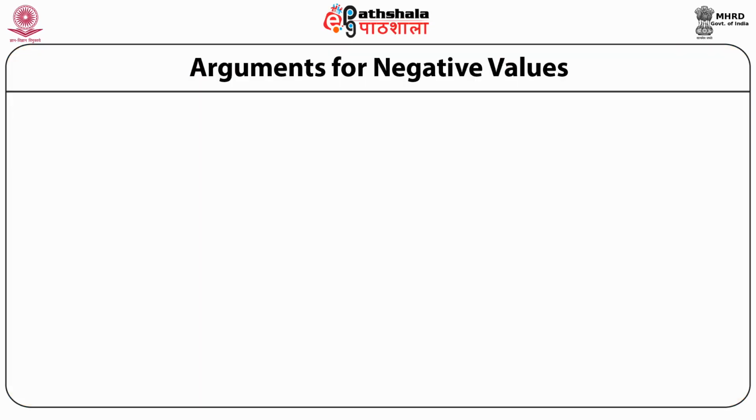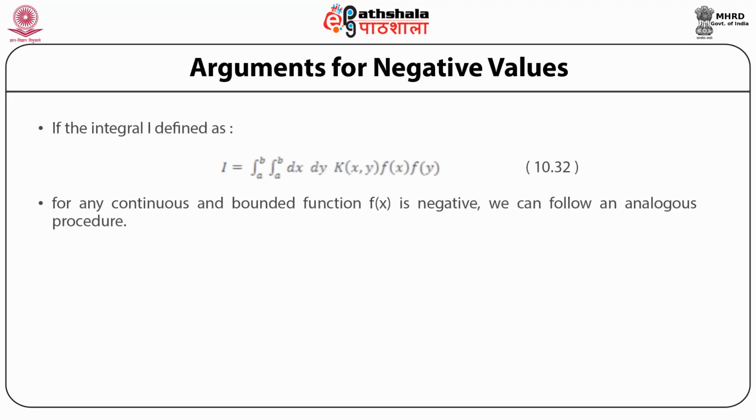We now consider the arguments for negative values. If the integral I, defined as a two-dimensional integral over dx dy between the limits a to b of the kernel K, a function of x and y, into a function of x and a function of y. So we define this two-dimensional integral over dx and dy where the integrand is the kernel multiplied by f of x and multiplied by f of y, and this is defined for any continuous and bounded functions f of x. If f(x) is negative, we can follow an analogous procedure.